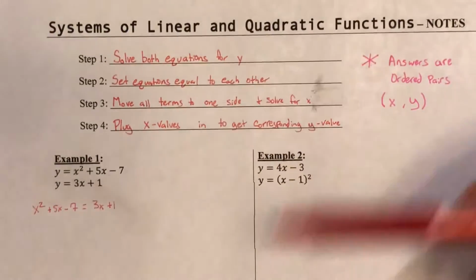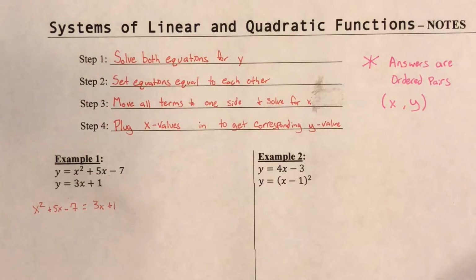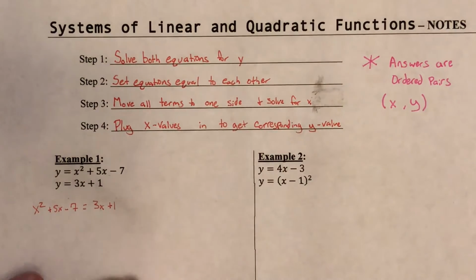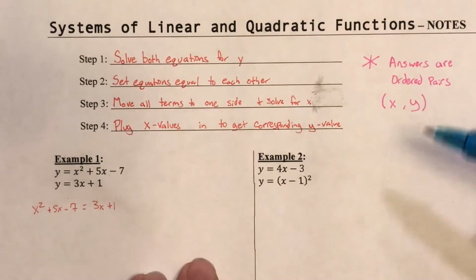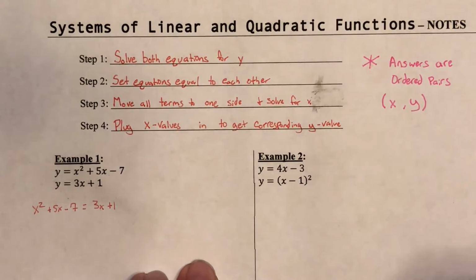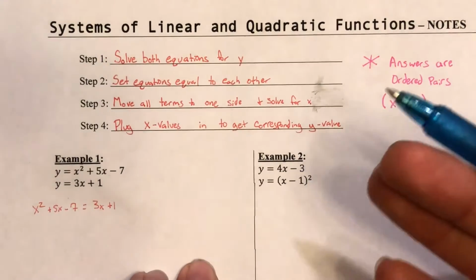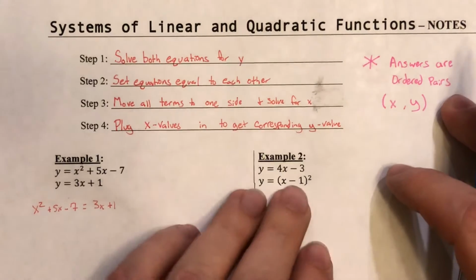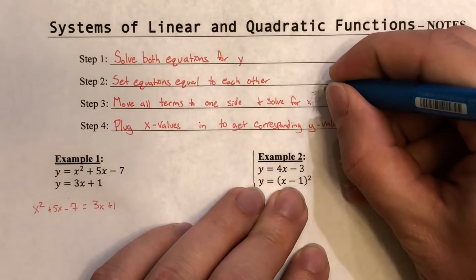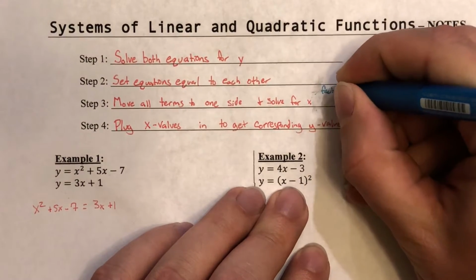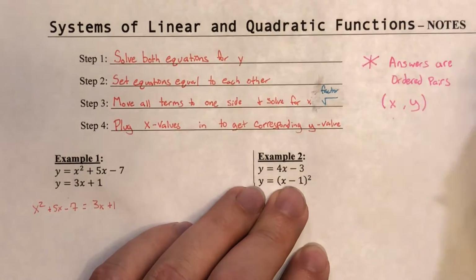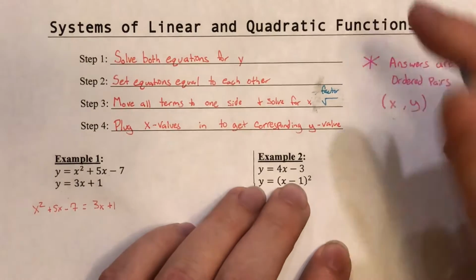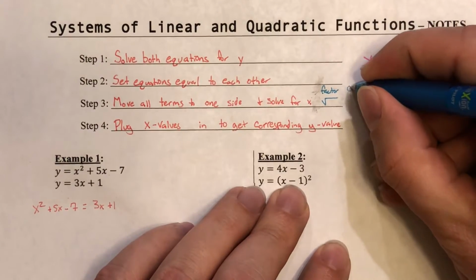Okay, so those first 2 steps went by rather quickly. Step 3 is where we have the majority of our work that we need to do. Step 3, we're going to move all the terms to one side and solve for x. Now, we have different methods that we've talked about to solve a quadratic. We can factor. We can also take the square root of both sides. And we also have the quadratic formula.